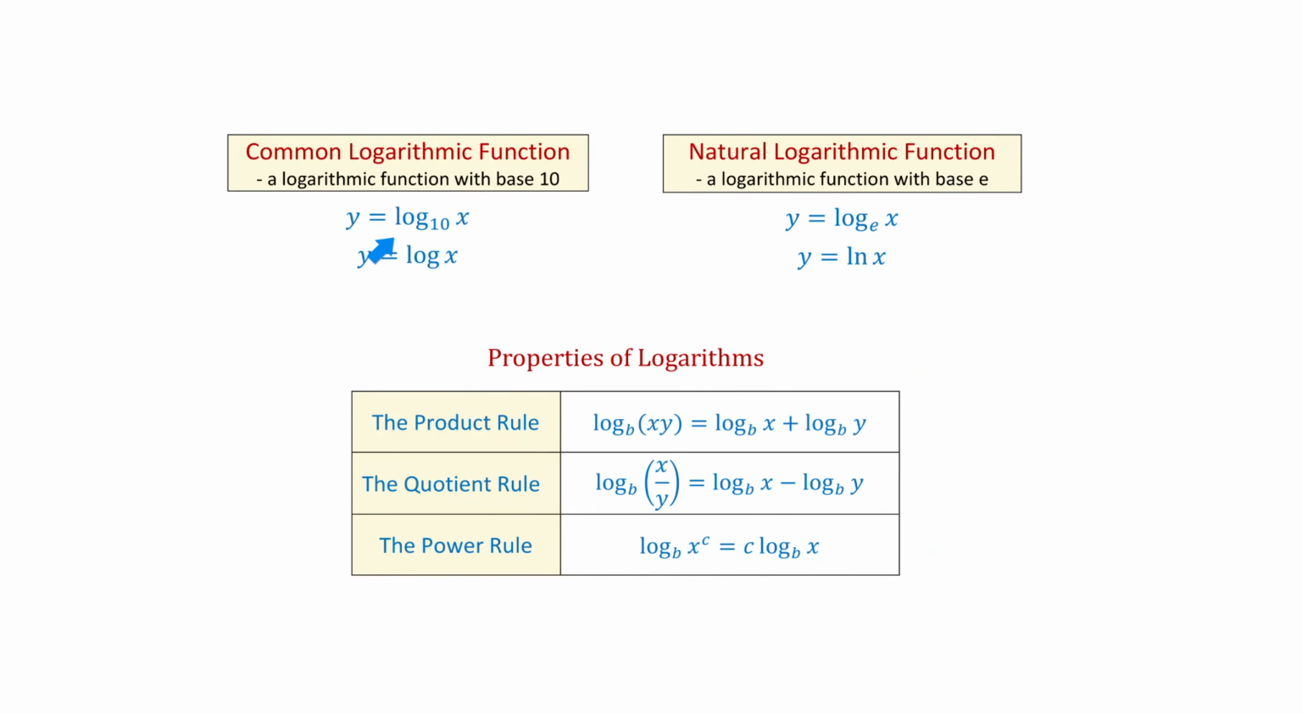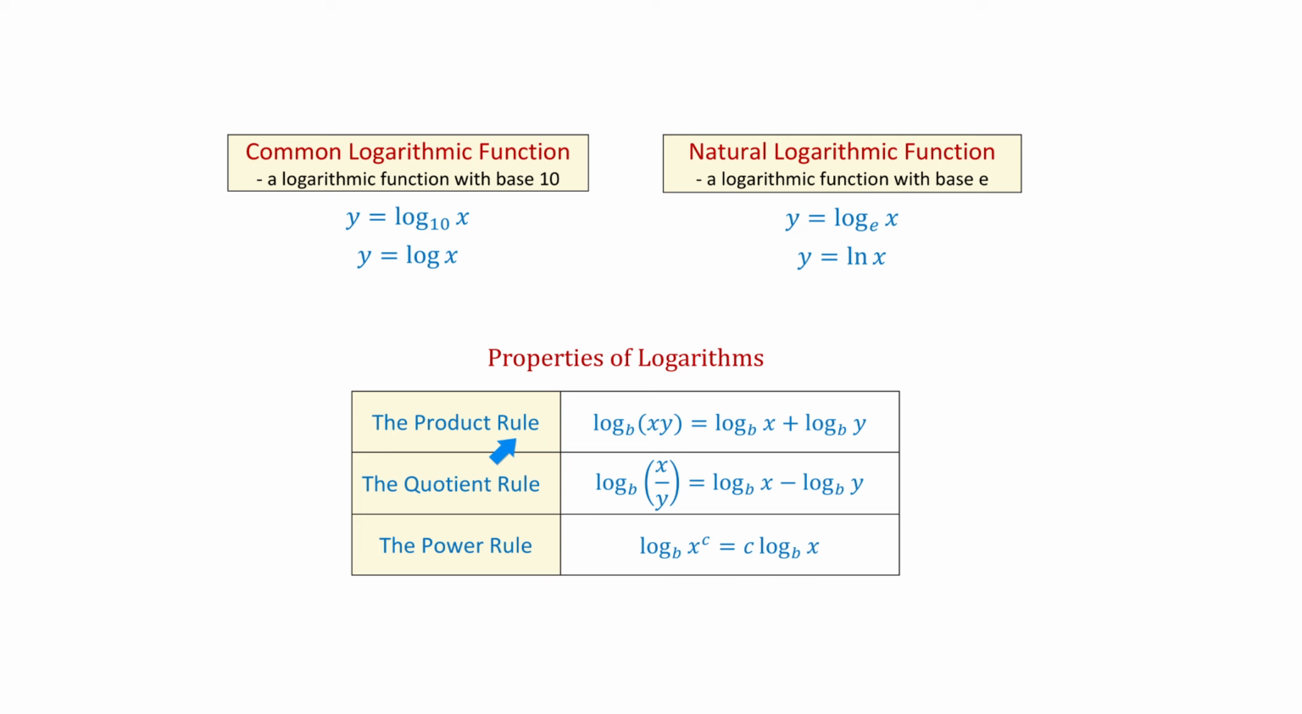Now, if a logarithm has base 10, then we call it a common logarithm and we write log of x. But if a logarithm has base e, then we call it a natural logarithm and we write ln of x. Three important properties of logarithms are the product rule, the quotient rule, and the power rule.